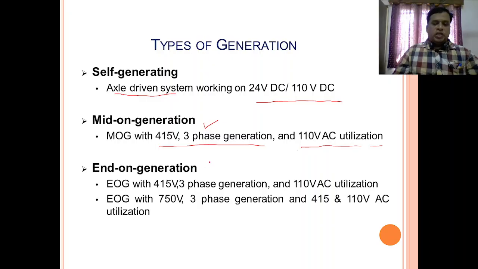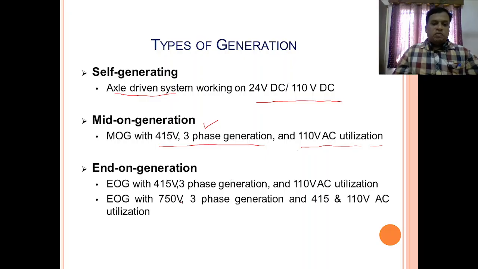Another is the end-on generation. What is this end-on generation? The end-on generation is 415 volts three-phase generation and 110 volts AC utilization. So this AC utilization is both in mid-on generation and end-on generation, as well as you will be having here 415 volt three-phase generation, and the mid-on generation is a combination of this end-on generation as well.